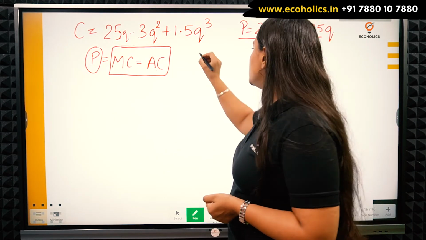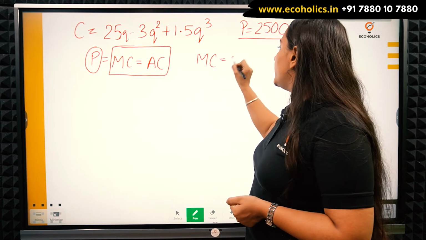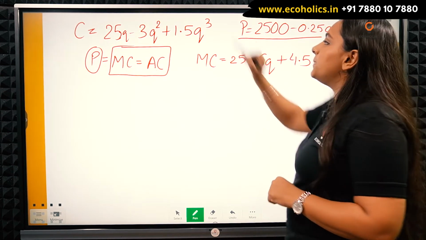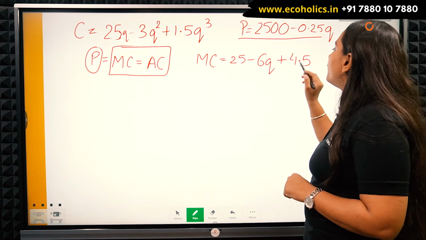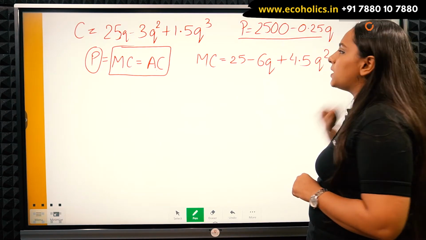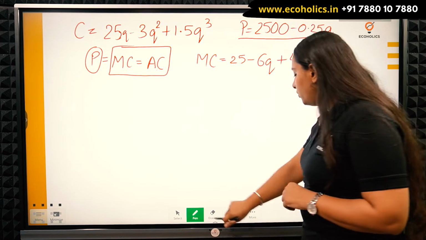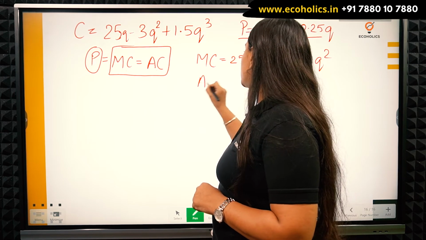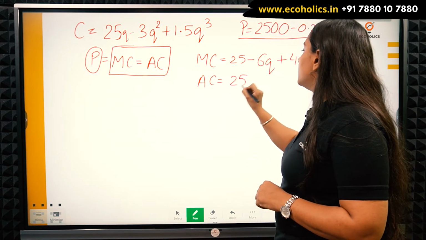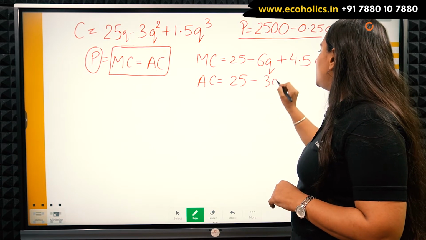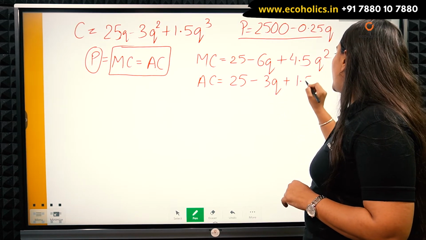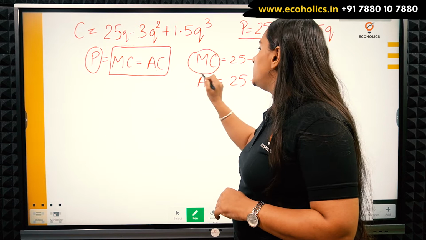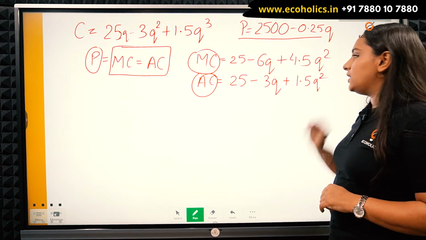Marginal cost is equal to 25 minus 6Q plus, since the power 3 comes forward, 4.5Q square. That's my marginal cost. On the other side, I want average cost. Average cost is equal to 25 minus 3Q plus 1.5Q square. That's my average cost. If I put them both equal to each other, I would get a value of Q.